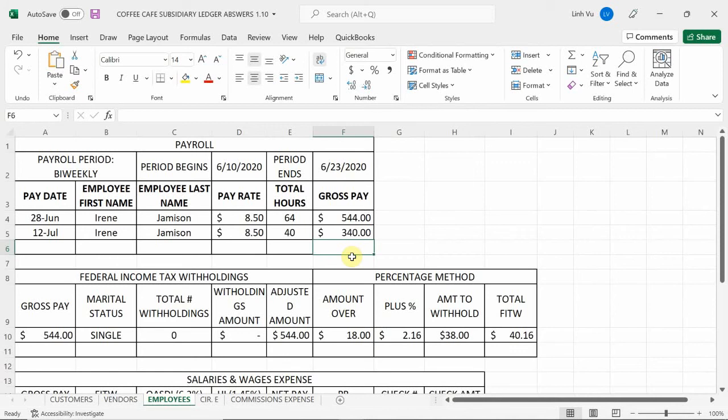So that means I do not need to calculate the rest of her stuff. I don't need to calculate her federal income tax withholdings, any of that money, because this number 340 is incomplete. It's not her gross wages. This is only what I owe her for the month of June. So in this case, that's all I need to expense and say that I owe her.